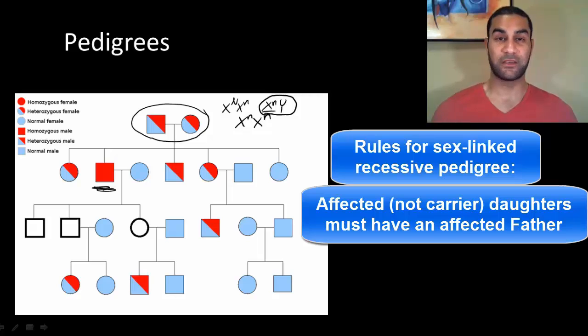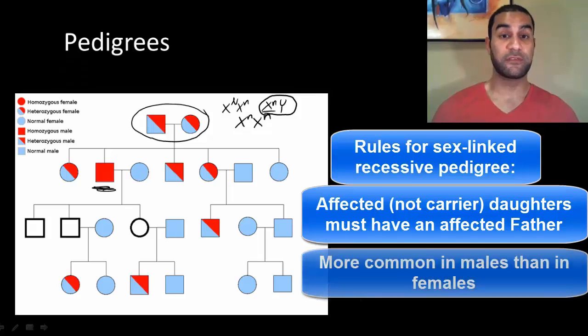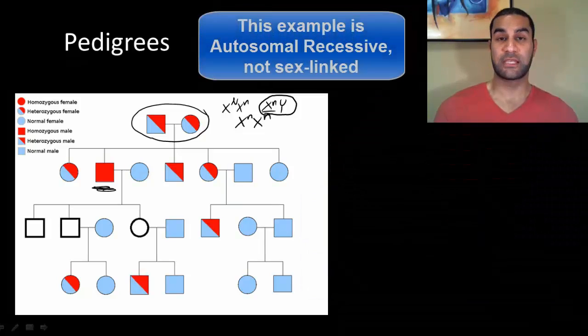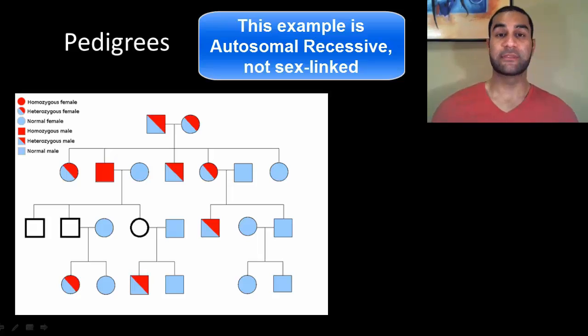So for any affected daughter, look for any circles that are fully affected, and go up to look at the parents. And if the father is also affected, then it's possible that this is sex-linked. Another thing is you should see it more often in males than in females. Now in this case, there's only one actual affected individual. It does happen to be a male. That's not conclusive in terms of distinguishing between the two. I'm going to tell you that this is an autosomal recessive, and we're going to practice it as an autosomal recessive trait. So let's think of this as autosomal recessive.